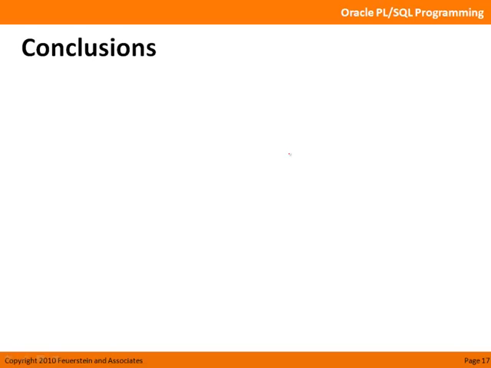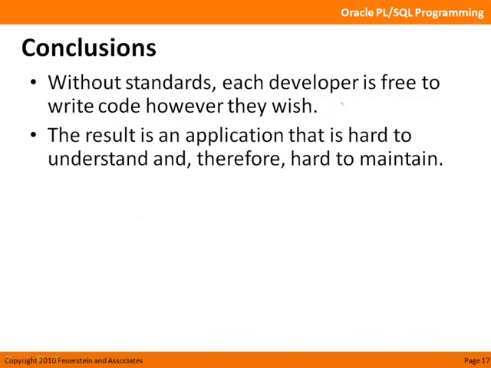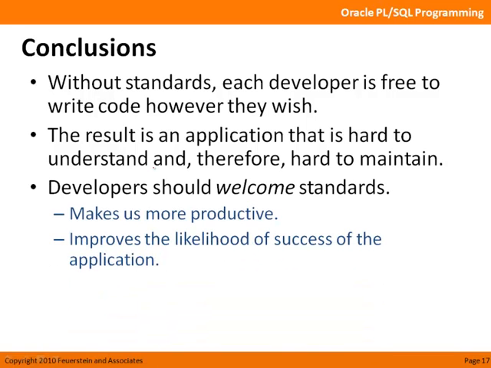And let's draw some conclusions. Without standards, every developer is free to write code however they wish, and they will write it in very different ways. The result is code that is quite difficult to maintain, certainly even difficult to understand, because everybody's code looks different, everybody approaches things in a different way, and there's no standardization. So standards are key to maintainable code, simply at the level of being able to understand what people wrote.